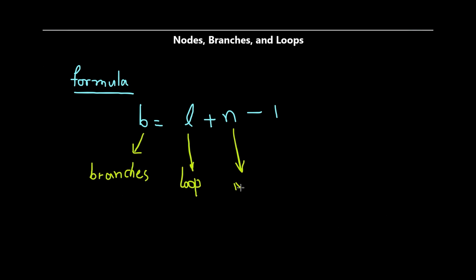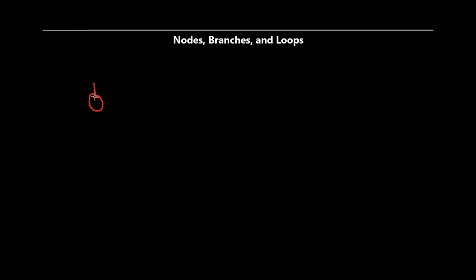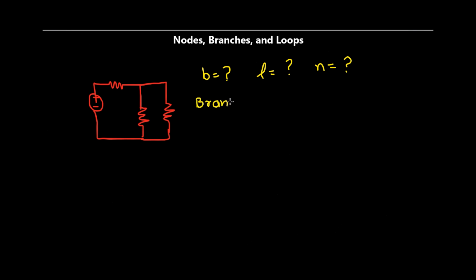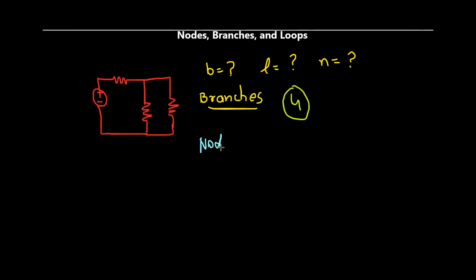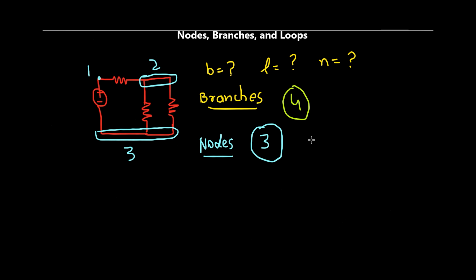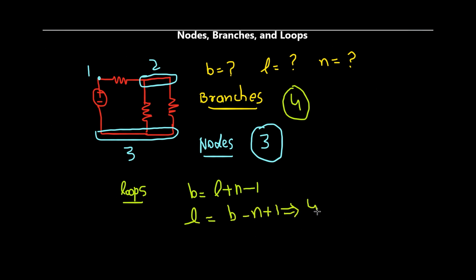N for nodes. For example, we have a circuit, and we want to know the number of branches, nodes, and loops. For branches, we will just count the elements of the circuit. This circuit contains 4 elements, meaning it has 4 branches. For nodes, we count the junctions of the circuit. This circuit contains 3 junctions, hence it contains 3 nodes. With the information of nodes and branches, we can calculate the loops using the formula. Plugging all the values into the formula, we will get 2 loops, which can be matched with the overview of the circuit.